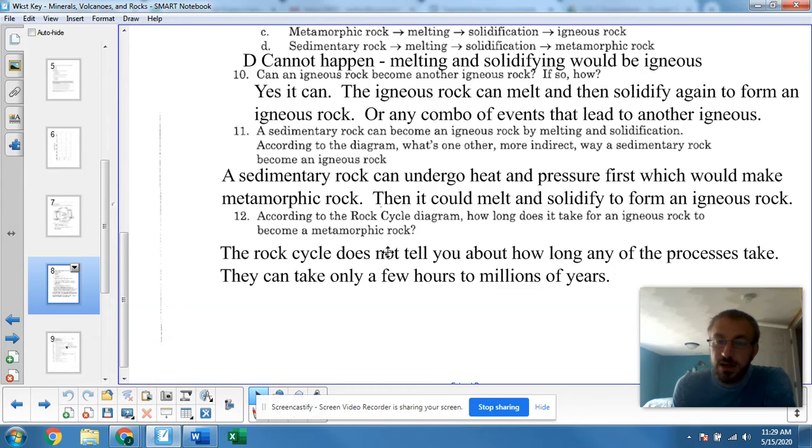And then according to the rock cycle, how long does it take for any of these things to happen? The rock cycle, sadly, does not tell you a time frame at all. It could be a few hours, especially for extrusive igneous, where magma touches water and cools very quickly, or it can take millions of years. So the big thing here is the rock cycle doesn't tell us time. It just tells us the processes that form different rocks.